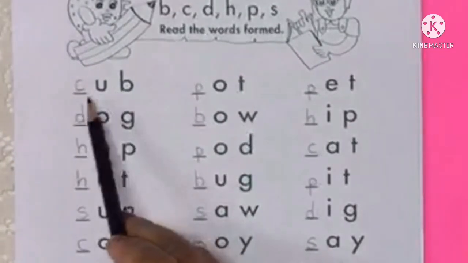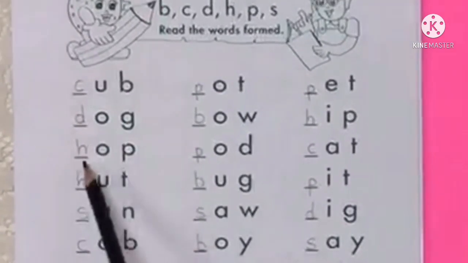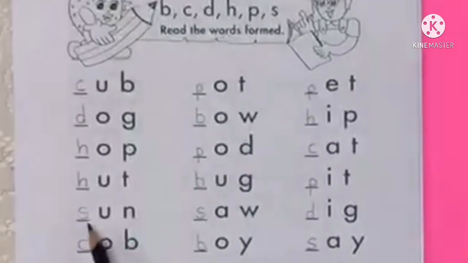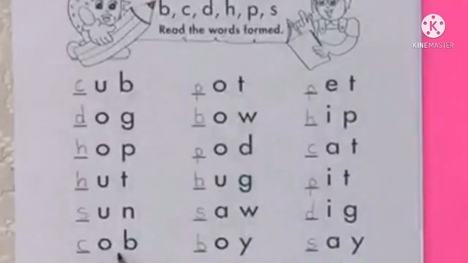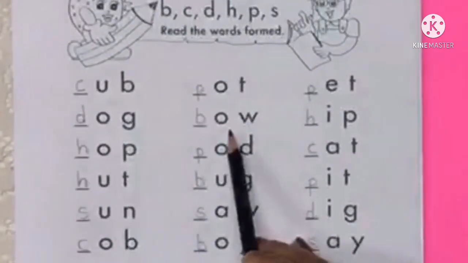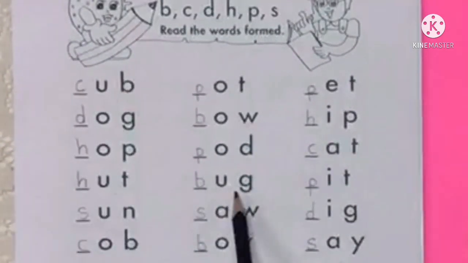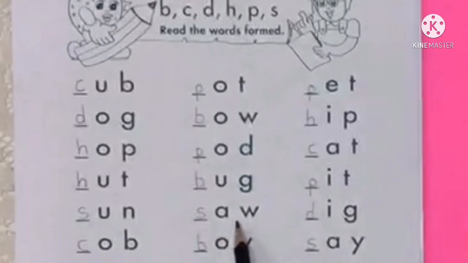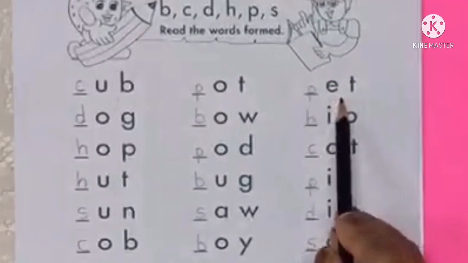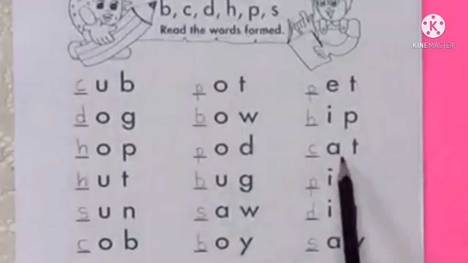Now this word is cup. D, op, dog. H, op, hop. H, at, hat. S, un, sun. C, up, cup. P, ot, pot. B, ow, bow. P, od, pod. B, ug, bug. S, aw, saw. B, oy, boy. P, at, pat. H, ip, hip. C, at, cat.